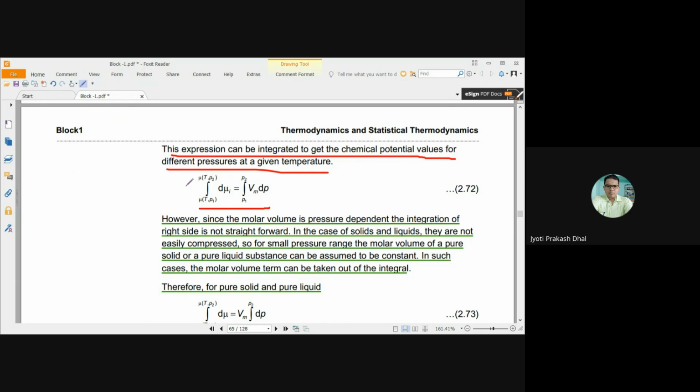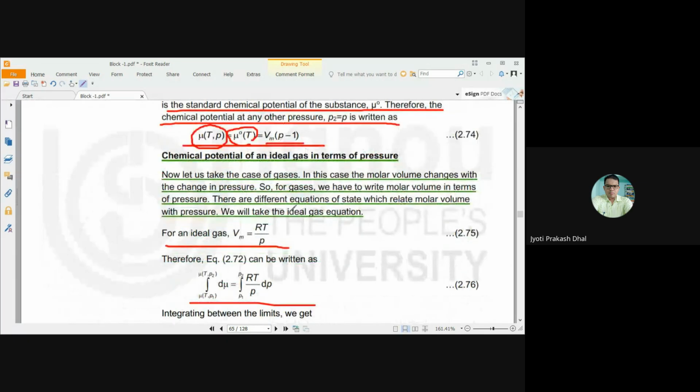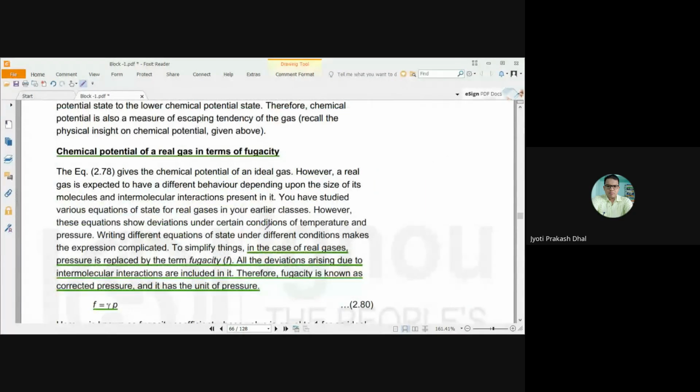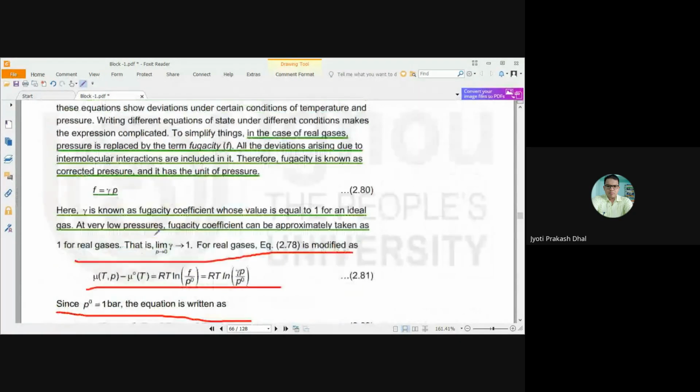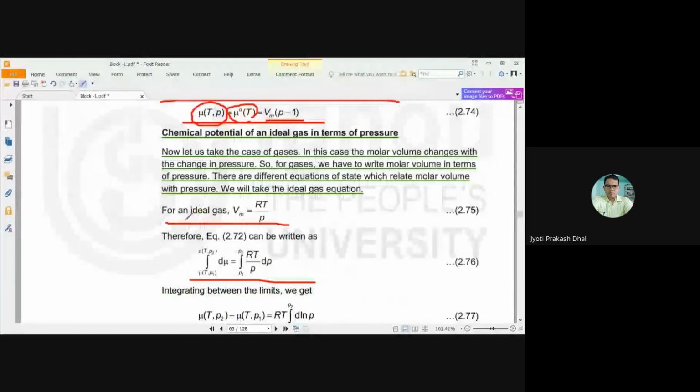Taking the integration of both equations at constant temperature and variable pressure from P1 to P2, we can write this expression. And finally, solving this, we can write mu at constant temperature and pressure equals mu naught at constant temperature plus V m (P minus 1). And this is the chemical potential of an ideal gas in terms of pressure.